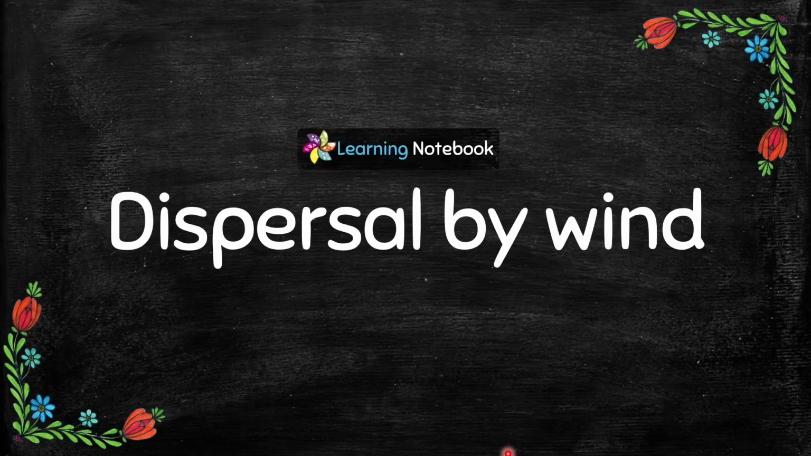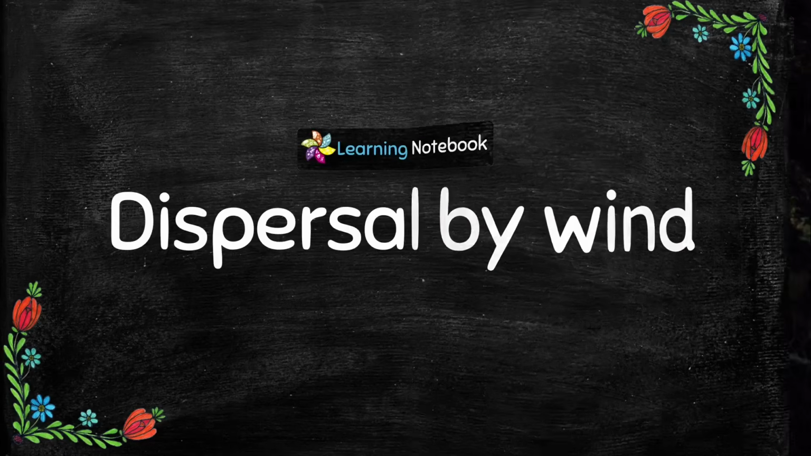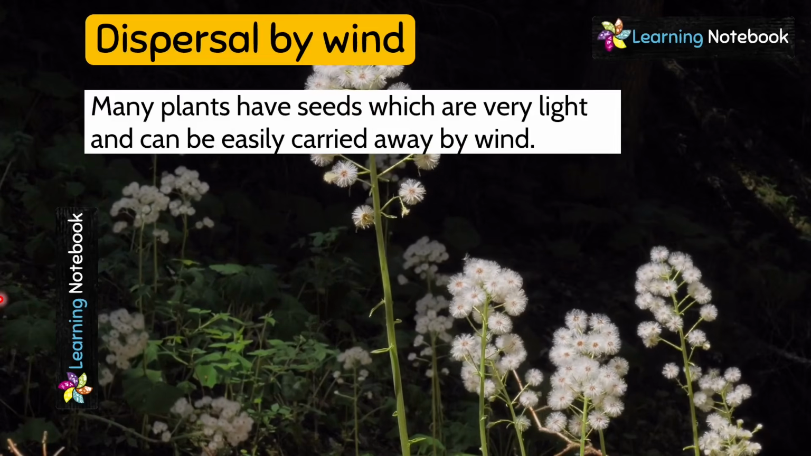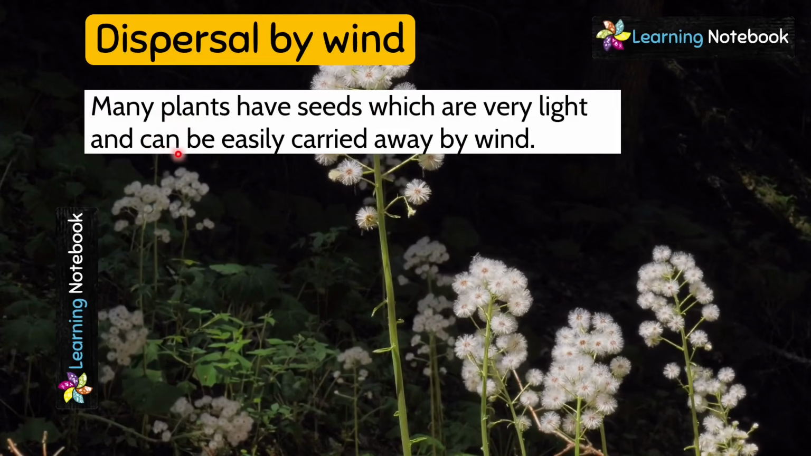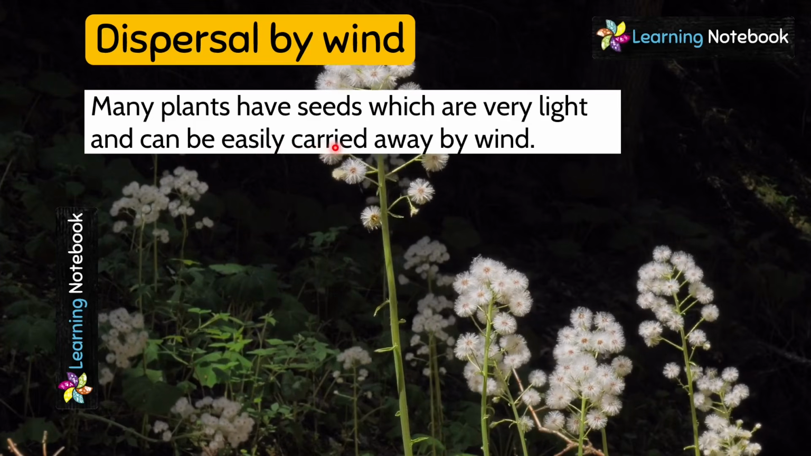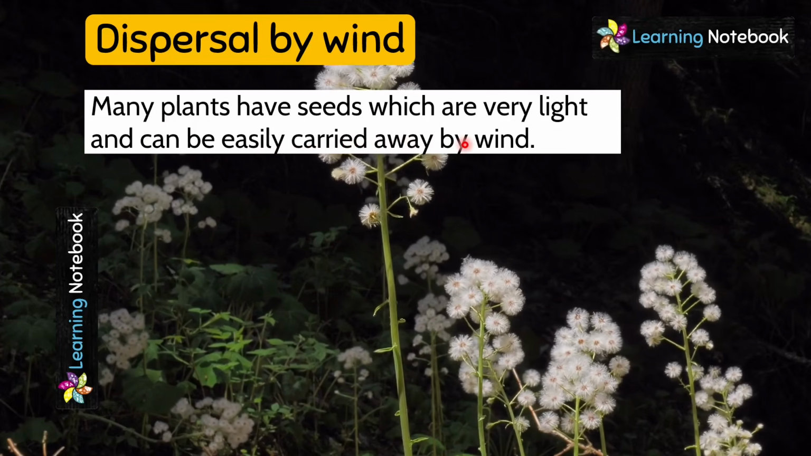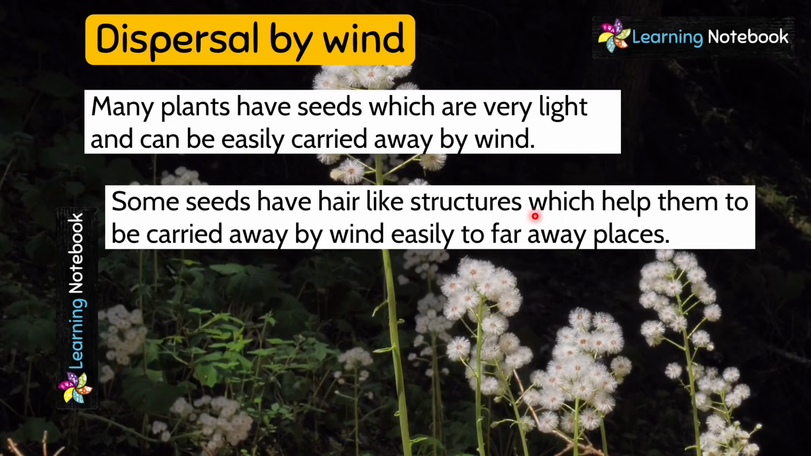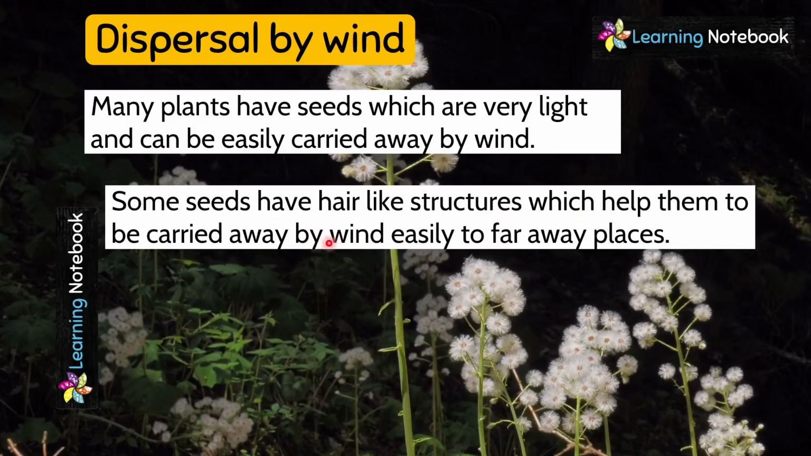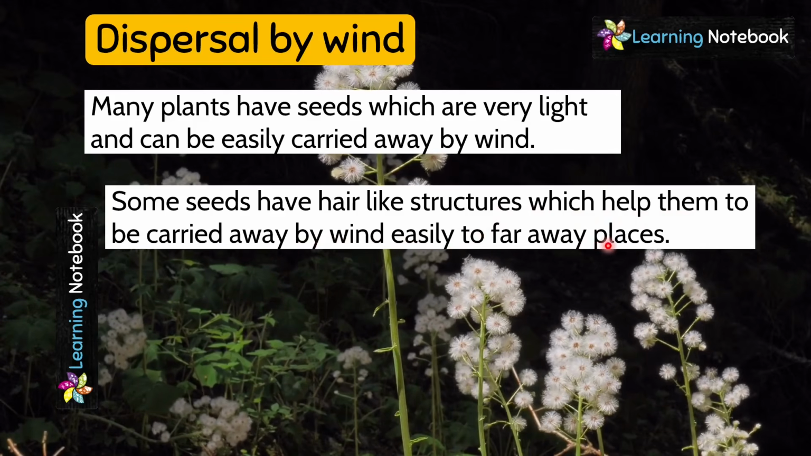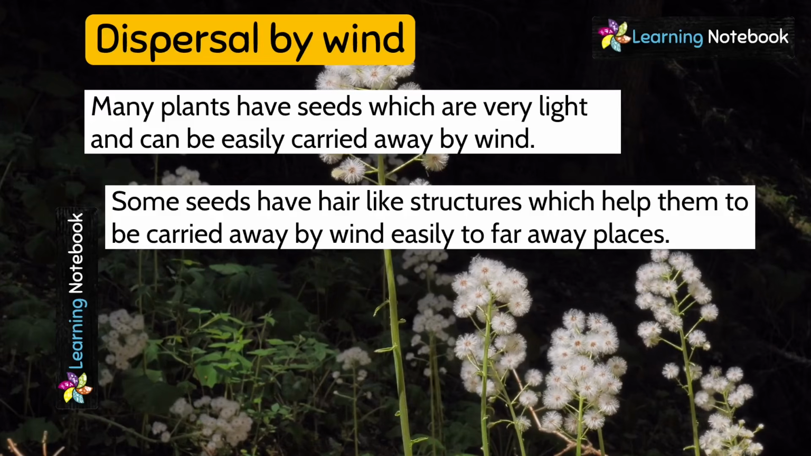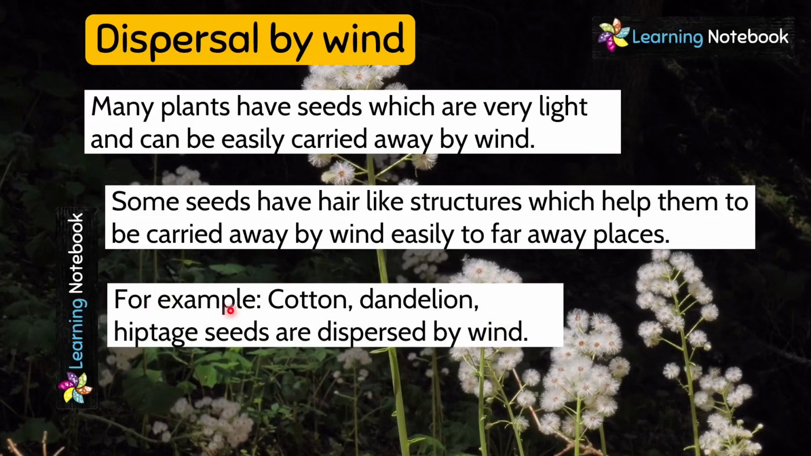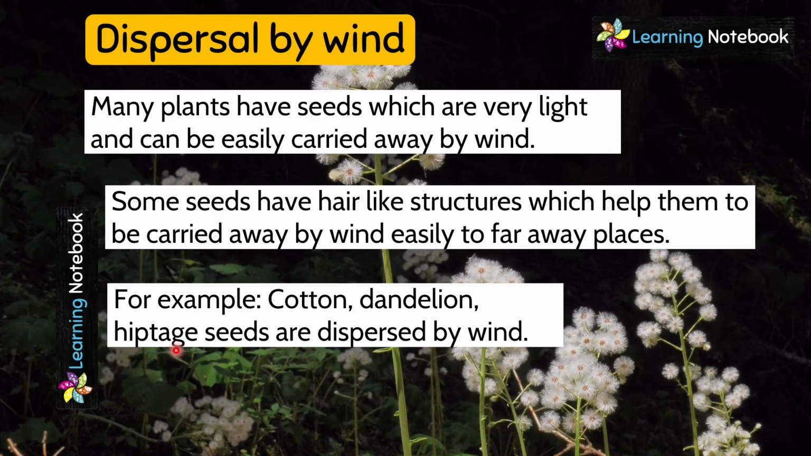First, we will understand dispersal by wind. Many plants have seeds which are very light, and these seeds can be easily carried away by wind. And some seeds have hair-like structures which help them to be carried away by wind easily to faraway places. Examples of such seeds are cotton, dandelion, hiptage seeds.